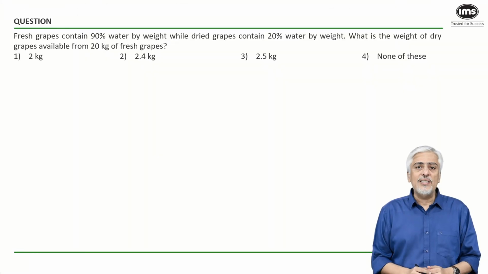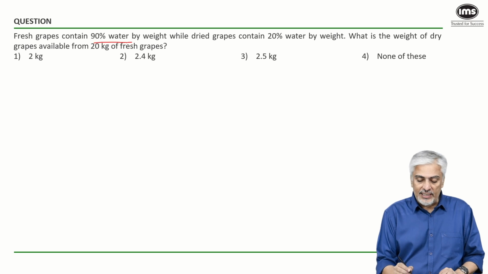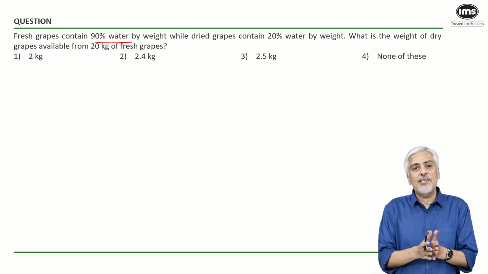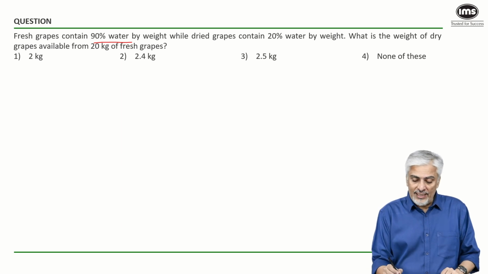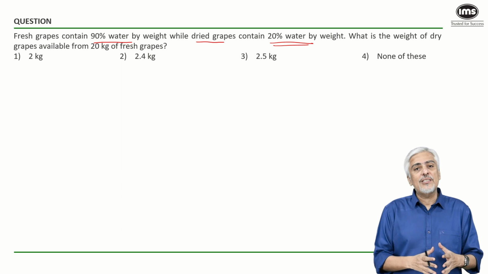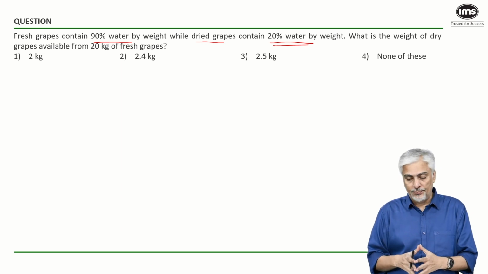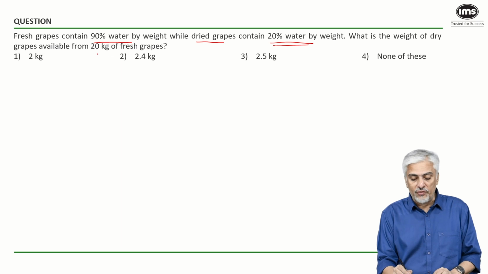Looking at the next question, we see it is told to us that fresh grapes contain 90% water by weight. So, in fresh grapes, there is 90% water, only 10% is pulp. While in dried grapes, 20% water by weight, which means only 20% is water and 80% is pulp. What is the weight of dry grapes available from 20 kg of fresh grapes?